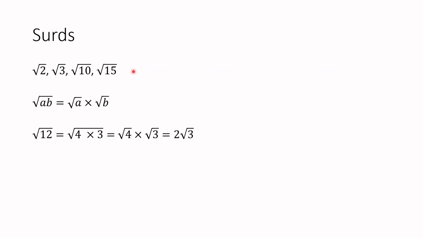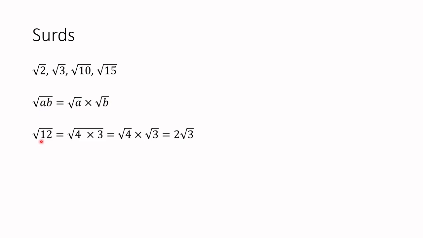Okay, so importantly, what you need to know is that this is the only real identity or rule that you need to think about for surds. It's just that the root of a times b is the same as root a times root b. And we use that a lot when we're working with surds.